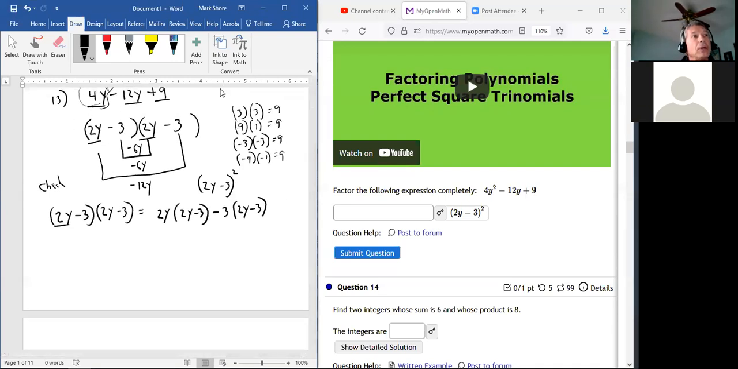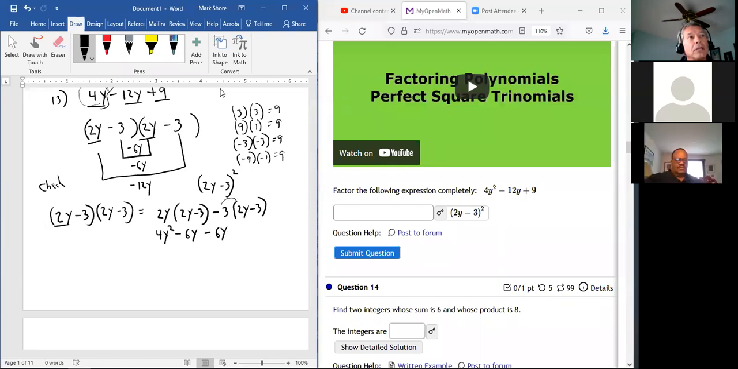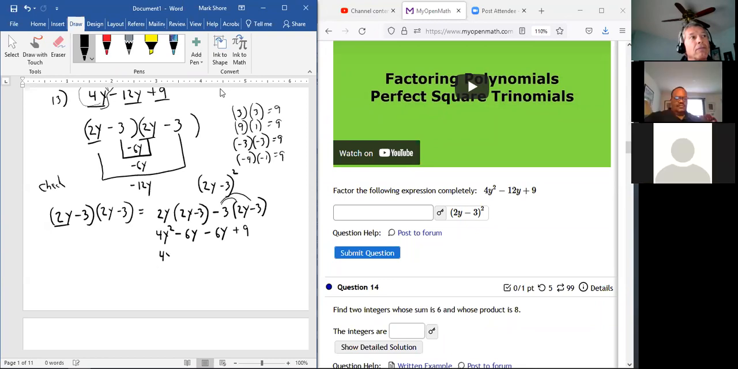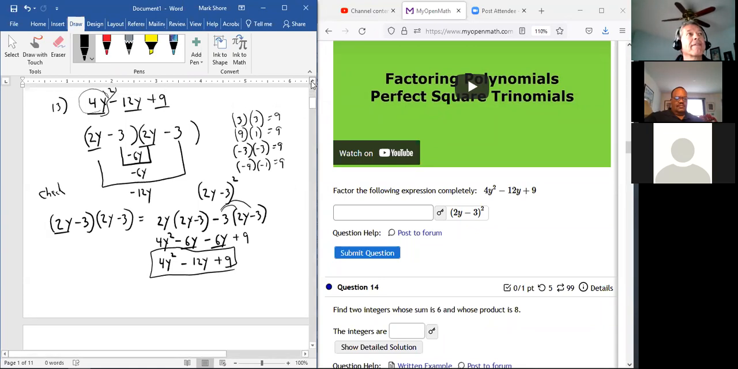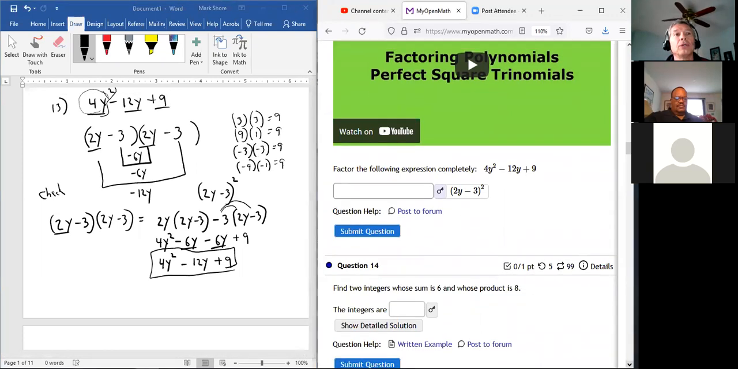So taking the 2y through, 2y times 2y is 4y squared. 2y times minus 3 is minus 6y. Minus 3 times 2y is another minus 6y. And minus 3 times minus 3 is positive 9. And you have like terms in the middle. Here's your minus 6y and a minus 6y, which gives you minus 12y. And over here is your plus 9. And that's a check because we got right back to the problem that we started off with up here. All right.